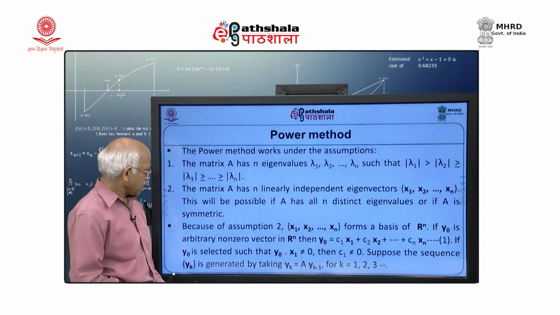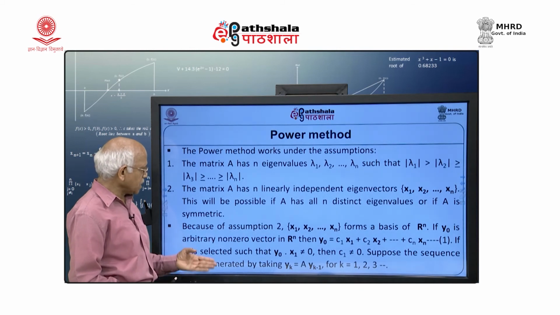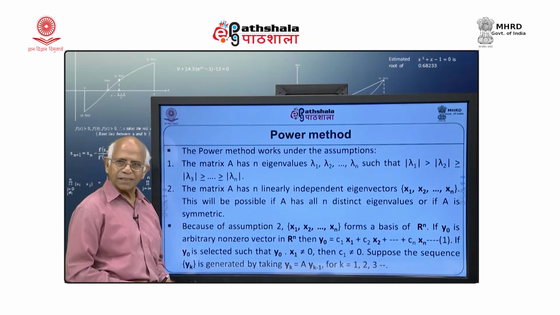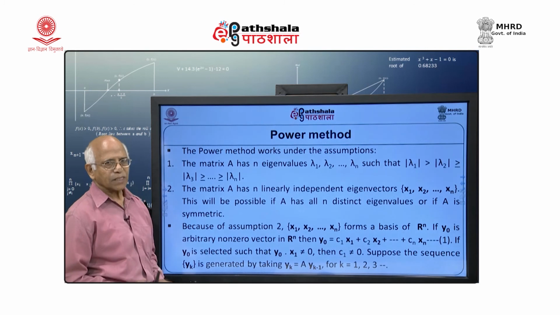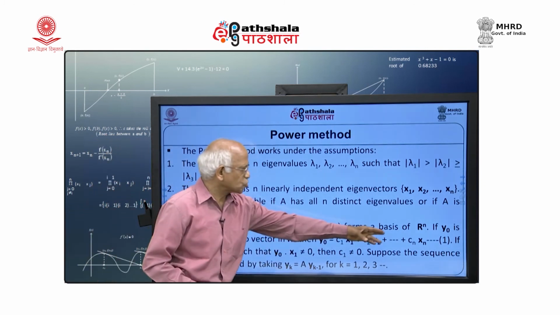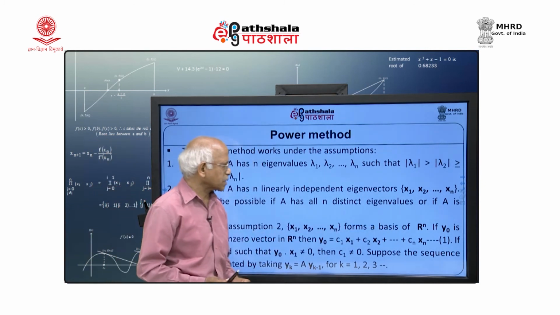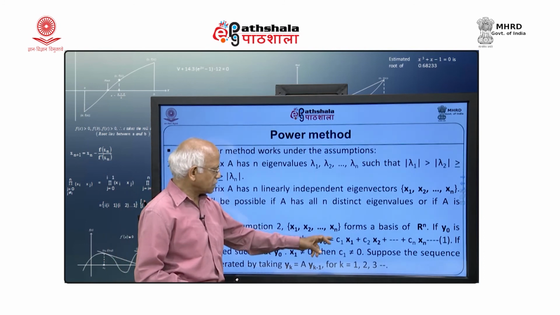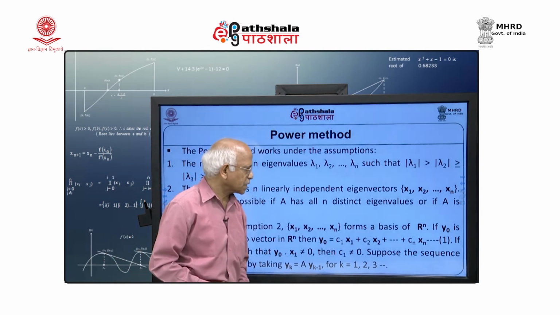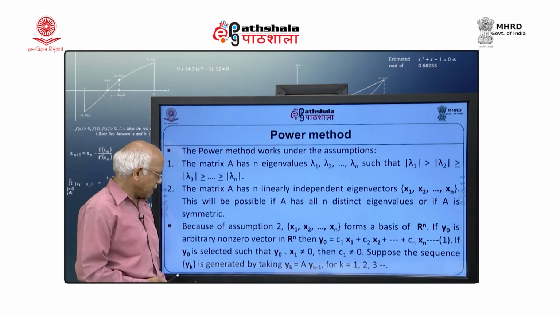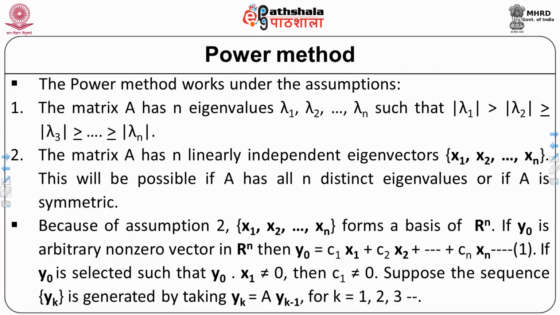Because of assumption 2, x 1, x 2, x 3, x n will form a basis of R n. So if y 0 is any arbitrary non-zero vector in R n, then y 0 can be expressed as a linear combination of these vectors, that is C 1 x 1 bar plus C 2 x 2 bar plus C n x n bar, and if y 0 is selected such that y 0 dot x 1 bar is different from 0, then this coefficient C 1 has to be different from 0.